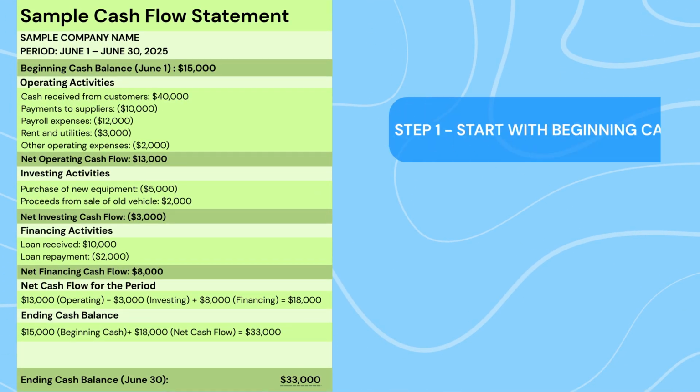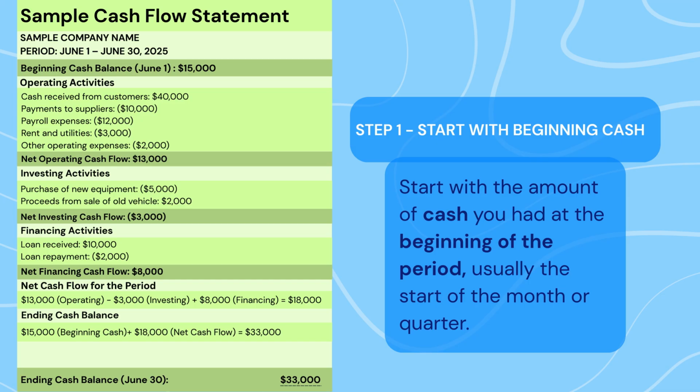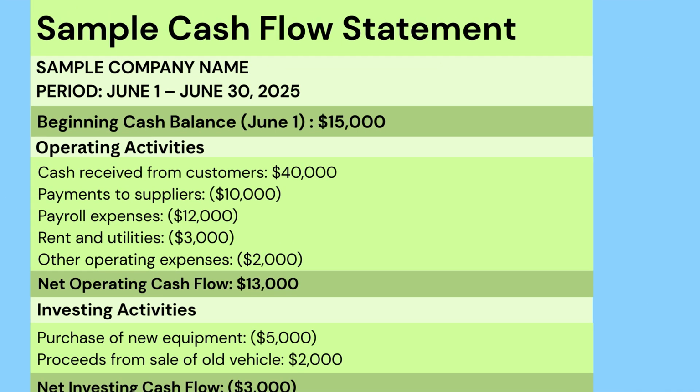Step 1. Start with beginning cash. Start with the amount of cash you had at the beginning of the period, usually the start of the month or quarter. In the sample cash flow statement, we see that this company starts June 1st at $15,000.